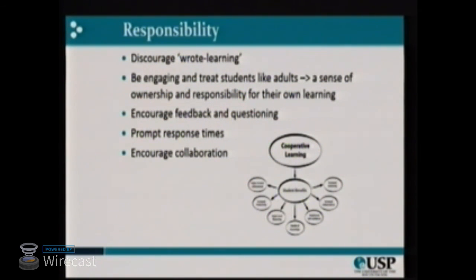Encouraging feedback and questioning. Prompt response times. So when students are contacting me when they have particular concerns, treating them with respect and giving them the response they need in rapid time. And encouraging collaboration. I really believe collaborative learning is, especially in the geospatial sciences, in what I teach, really core to effective learning.